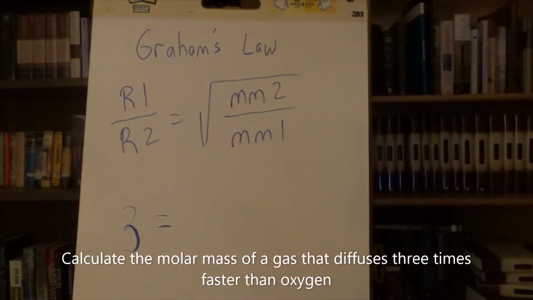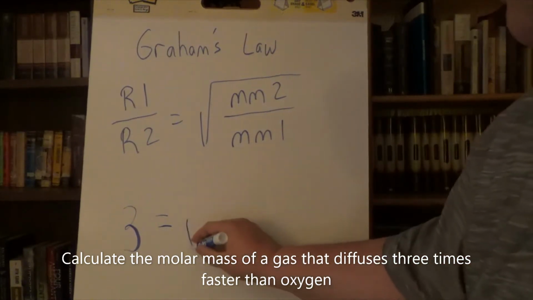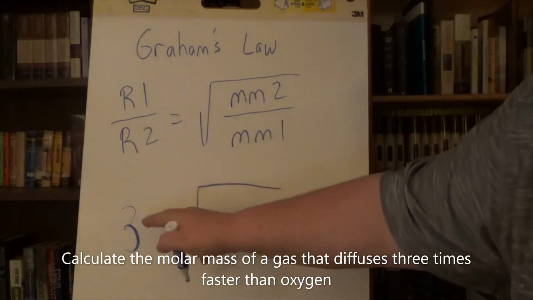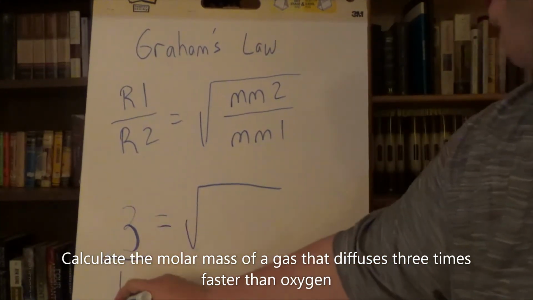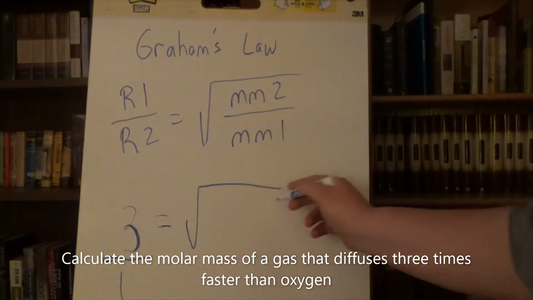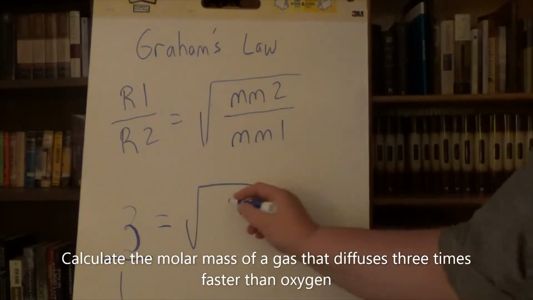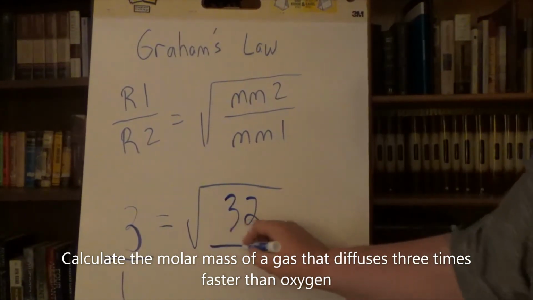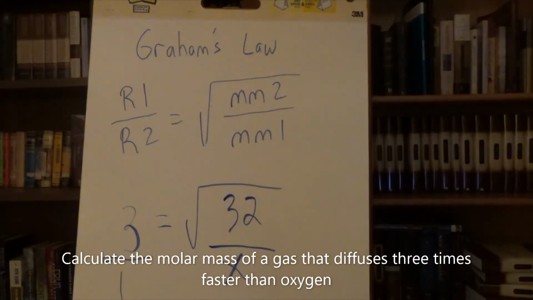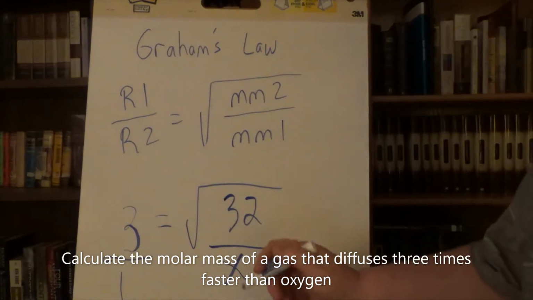Just as a reminder, I am on number 5. We make the ratio 3. So 3 is equal to the square root of, so 3 is on top, so it's a 3 over 1, if you think of it that way. So 3 is the unknown gas, 1 is the known gas, 1 is oxygen. So the molar weight of oxygen, O2, is 32, divided by X. Alright, so now we're going to solve for X, the molar weight of the unknown gas.